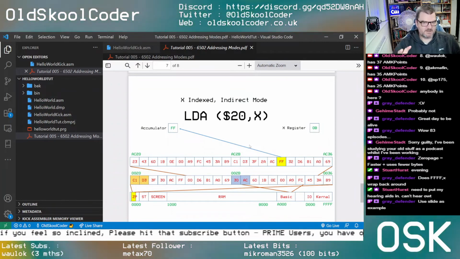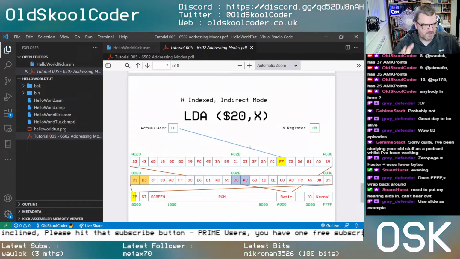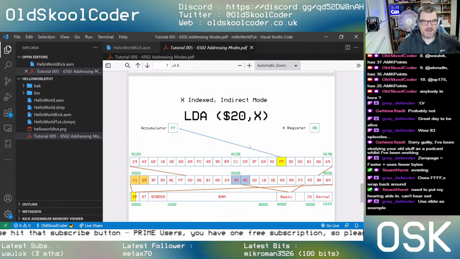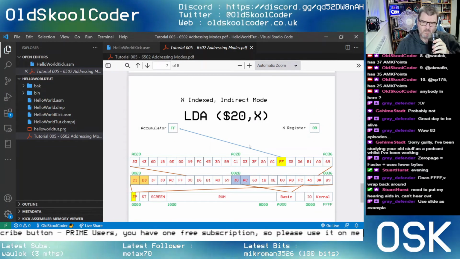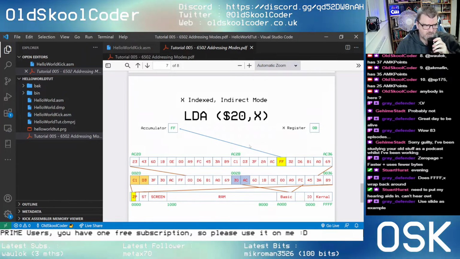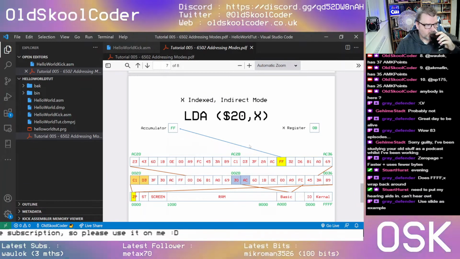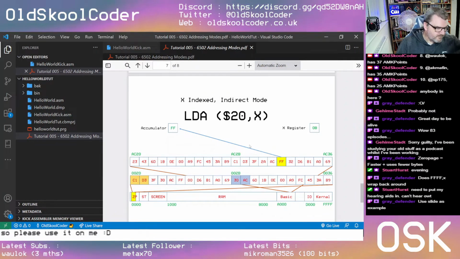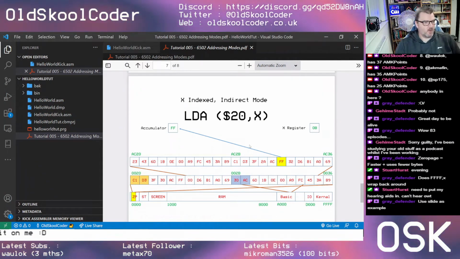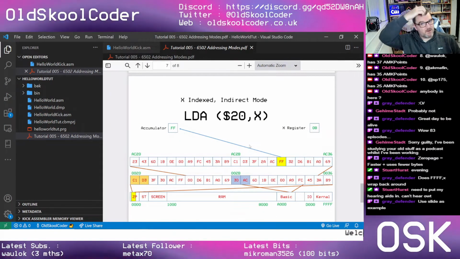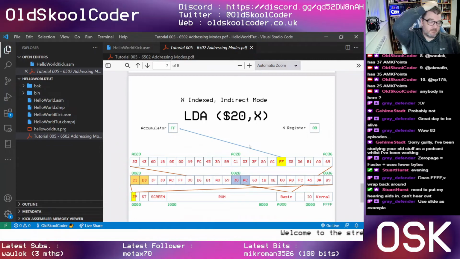This addressing mode is probably the most difficult addressing mode that's there to understand. But once you understand it, it's okay. But it's one of the difficult ones, if not the most difficult one, because sometimes it throws me, and I've been doing this for God knows how long.